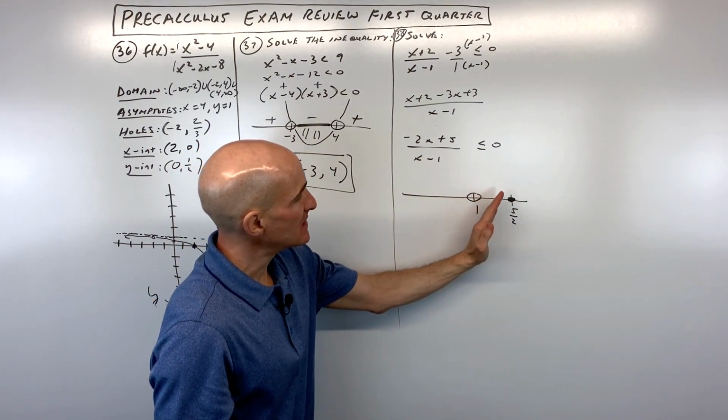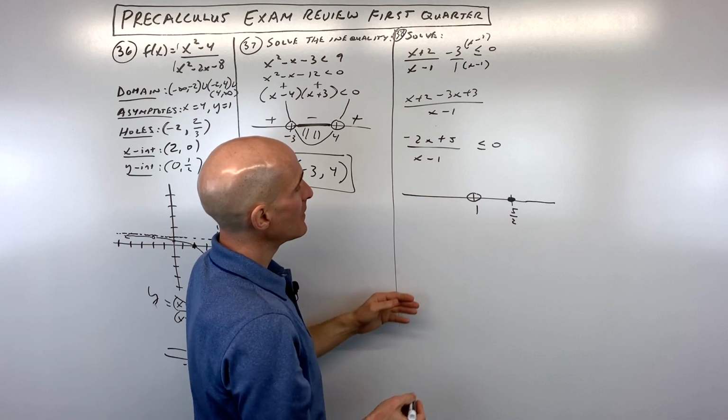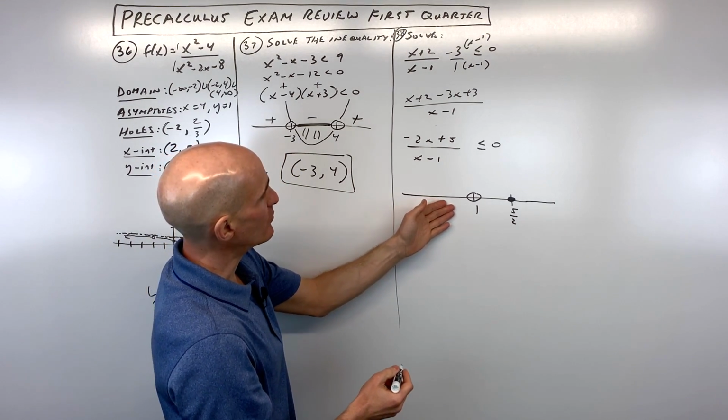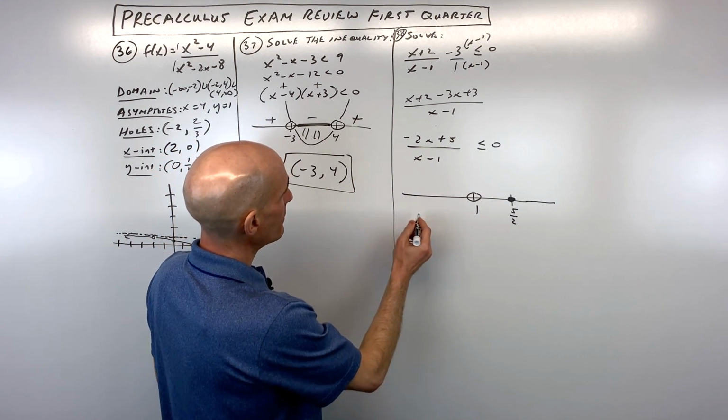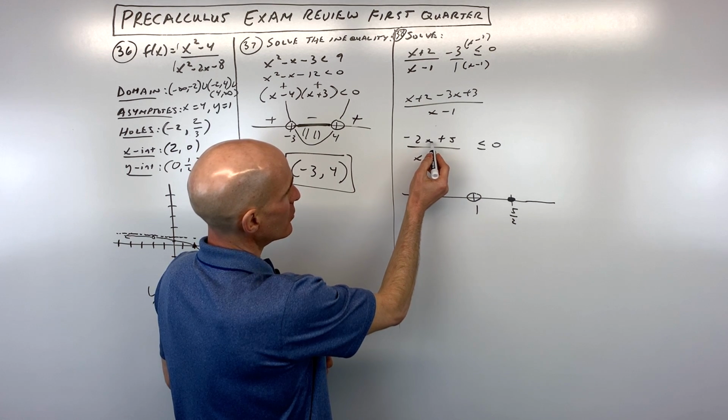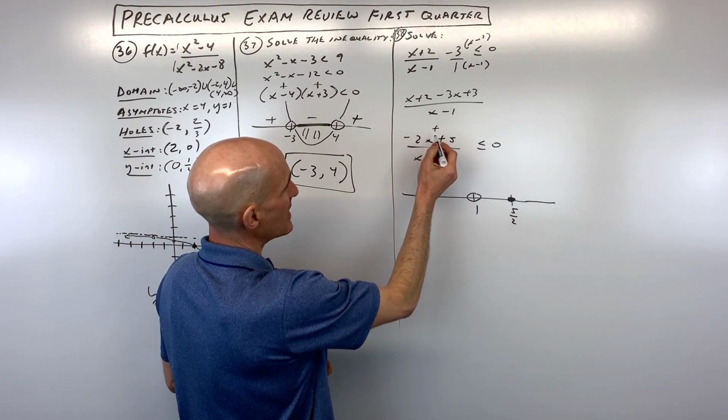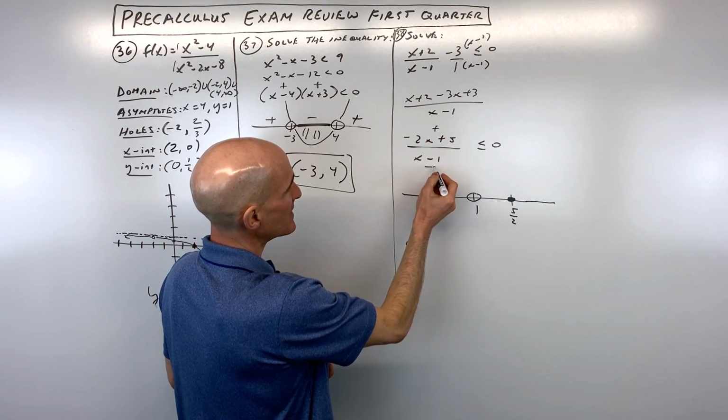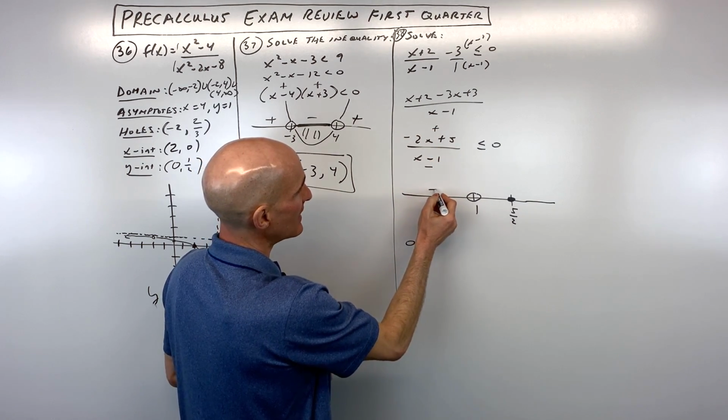Now we're going to pick points in each of these intervals, starting with, let's say, maybe 0 is a good point here. So if we put in 0, a negative 2 times 0 is 0, plus 5 is 5, that's positive. 0 minus 1 is negative 1, that's negative. A positive divided by negative is a negative.